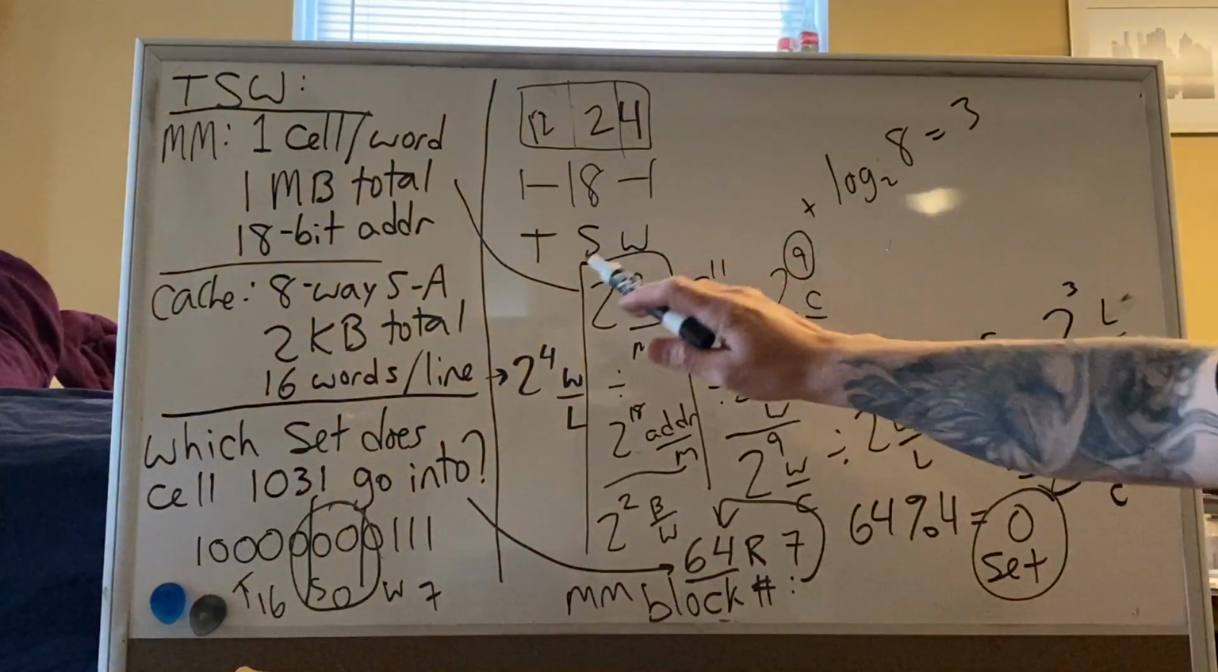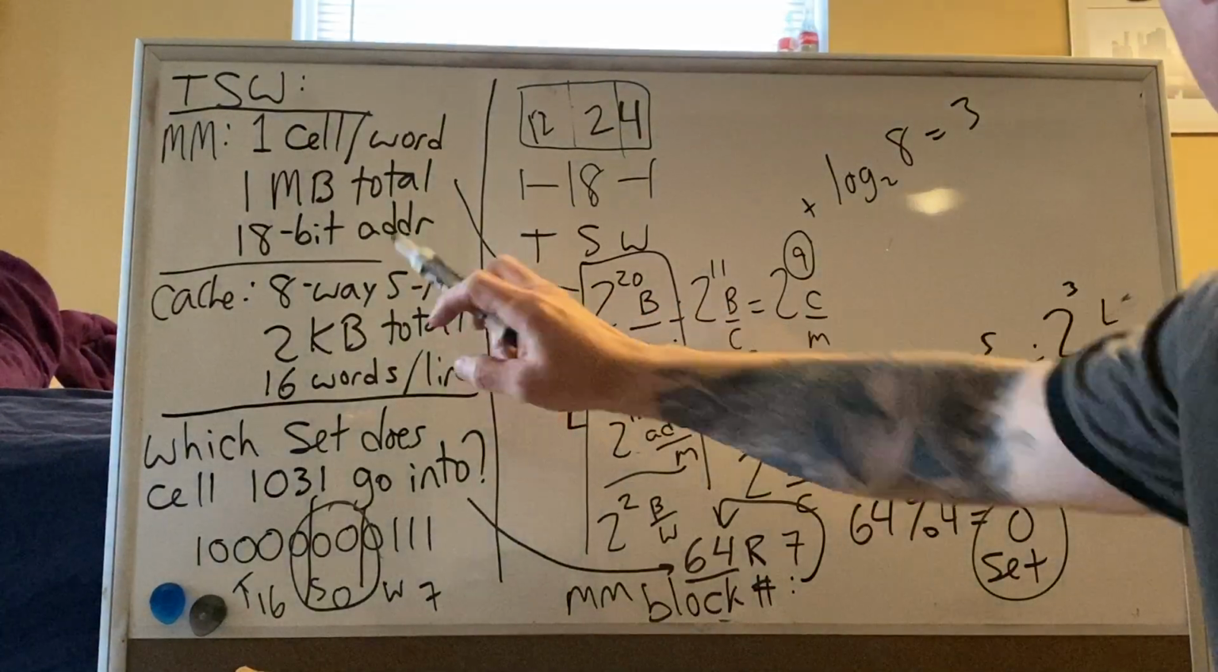Before you start the next video, try solving this for a 4-way set associative cache.